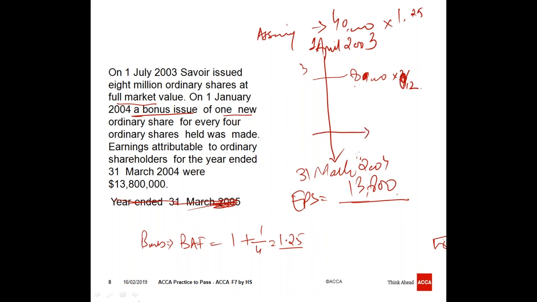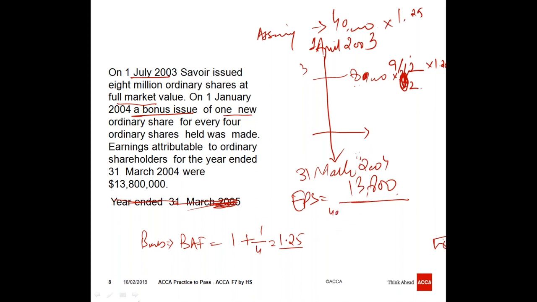Sorry, it's not 3 months. 8,000 shares were issued on 1st July. July, August, September, October, November, December, January, February, March. It should be 9 months, 9 upon 12, multiplied by the bonus factor of 1.25. So these are the calculations.